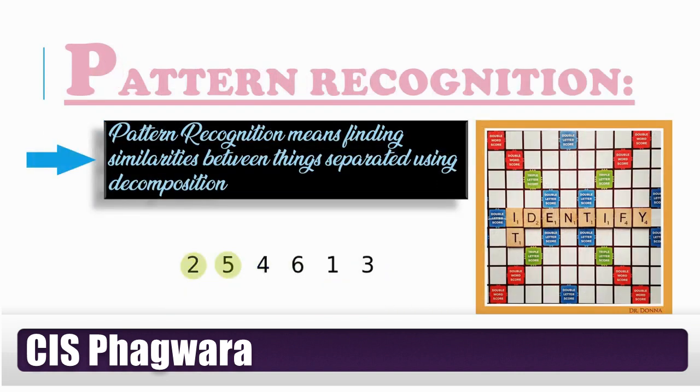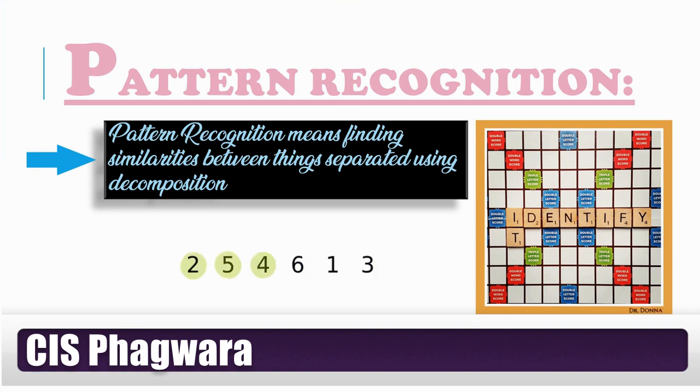So moving on, the next step is pattern recognition. Pattern recognition means finding similarities between the things separated using decomposition. Now, decomposition will break the bigger problem into smaller problems. Now, we will use pattern recognition to find the similarities between those broken pieces. They always will be interlinked with each other through similarities. We just need to find out those similarities. That is how we are going to use our brain to find the solution to this problem.